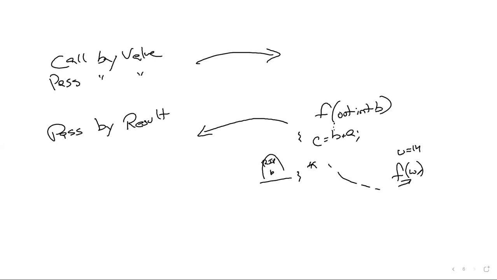Now, the next one we'll talk about is pass by value result. So we have pass by value result, and that's in a sense the copy in, copy out. So it's actually copying in and it's actually copying out.